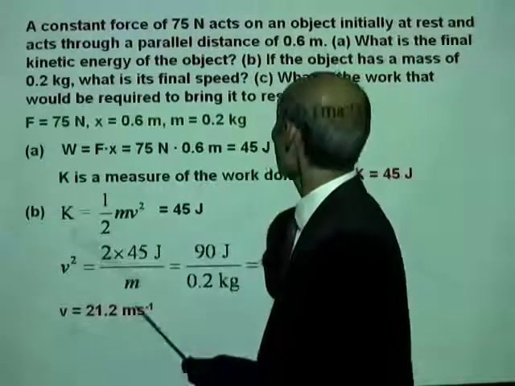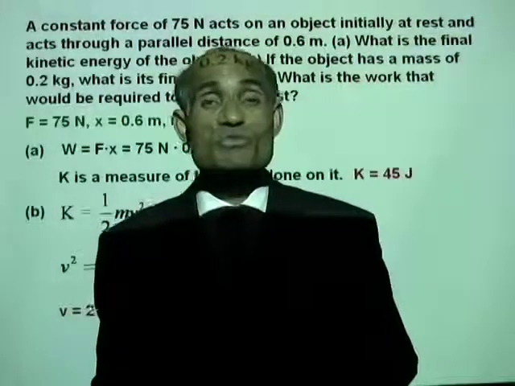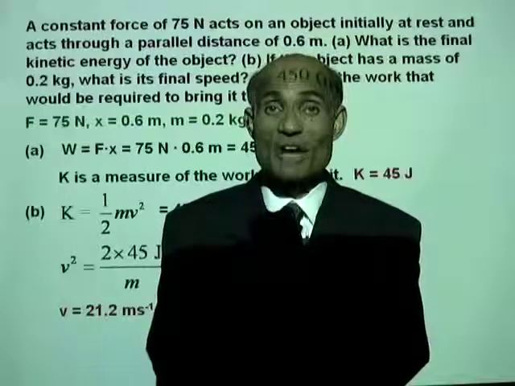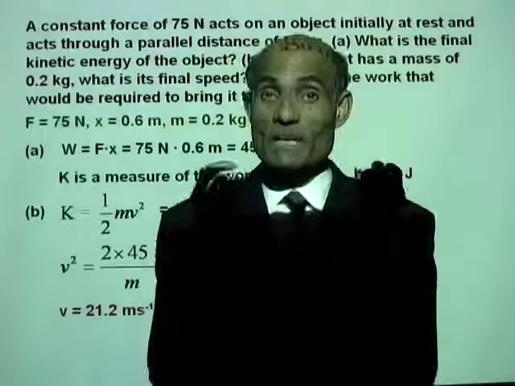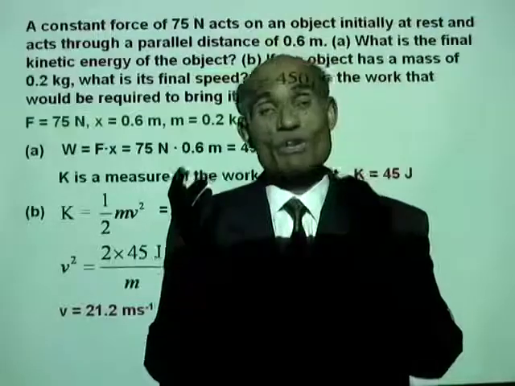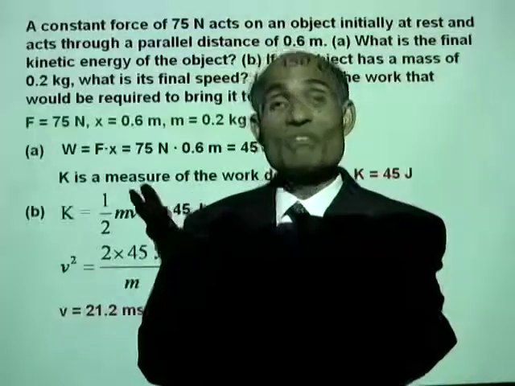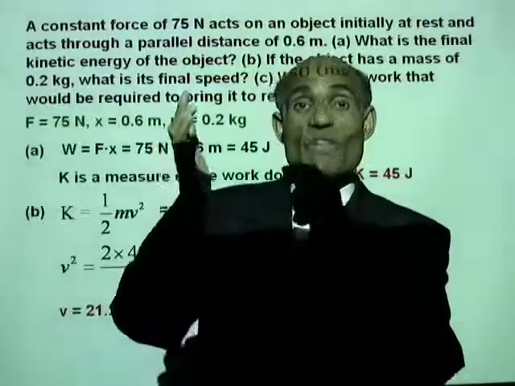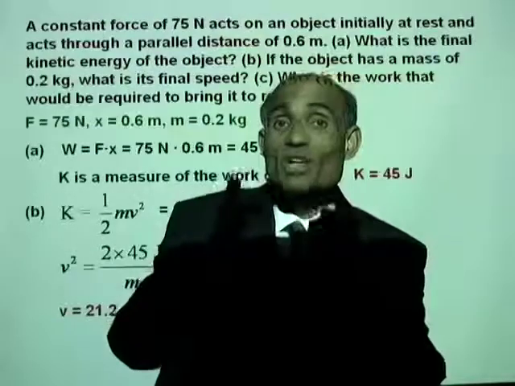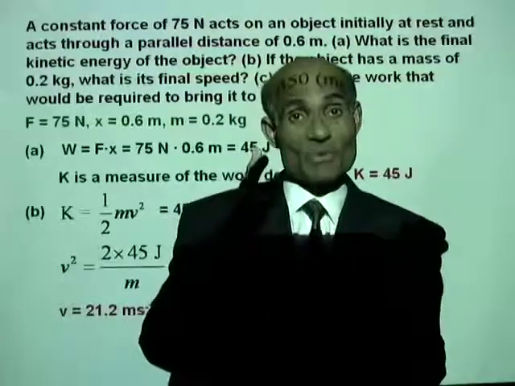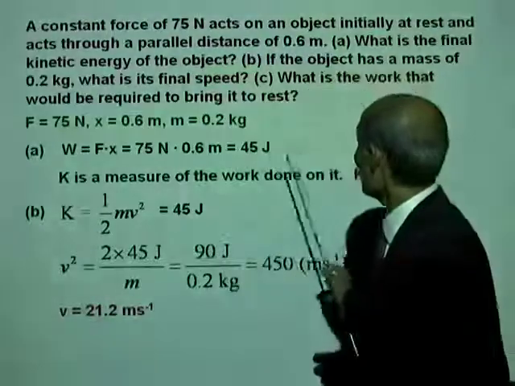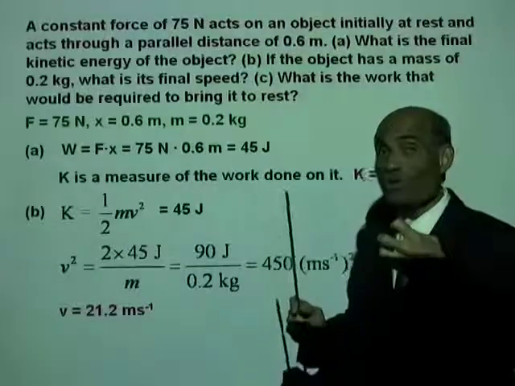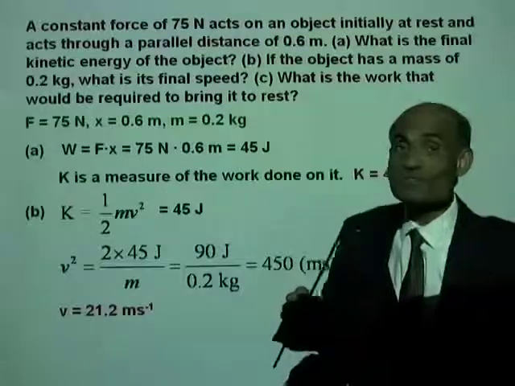Okay, what's the answer for C part? What is the work that needs to be done to bring this object to rest? If you remember the definition of kinetic energy that we used, kinetic energy is a measure of the work done to give an object a velocity v. That is one definition. It is also equal to the work that needs to be done to bring the object to rest. So, if our object has a kinetic energy of 45 joules, what is the amount of work that you need to do to bring this object to rest?